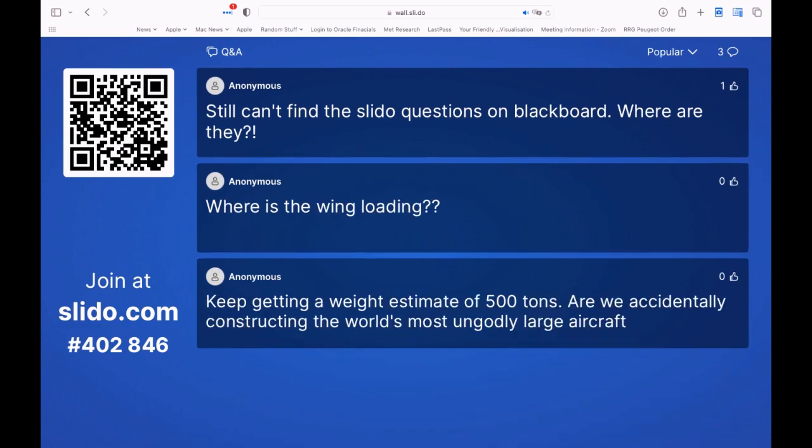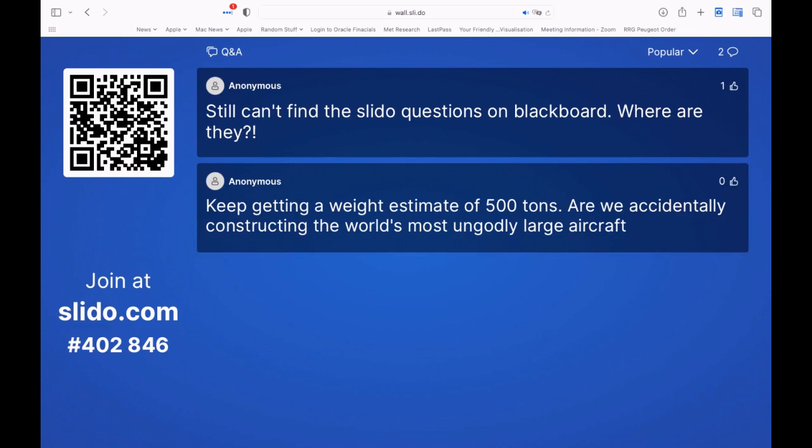Where is the wing loading? It's the W over S, weight over S in your constraints diagram. Keep getting a weight estimate of 500 tons. You might be. Please come tomorrow and we can discuss it, because there's probably a simple error somewhere. Units! That's usually your first one.